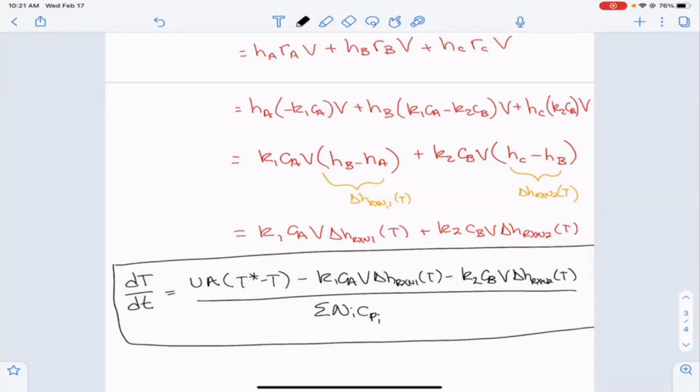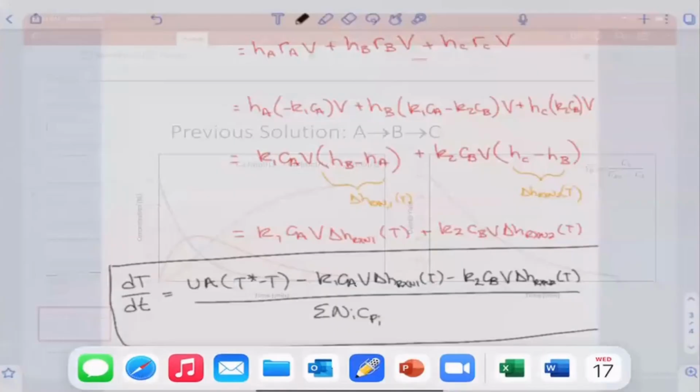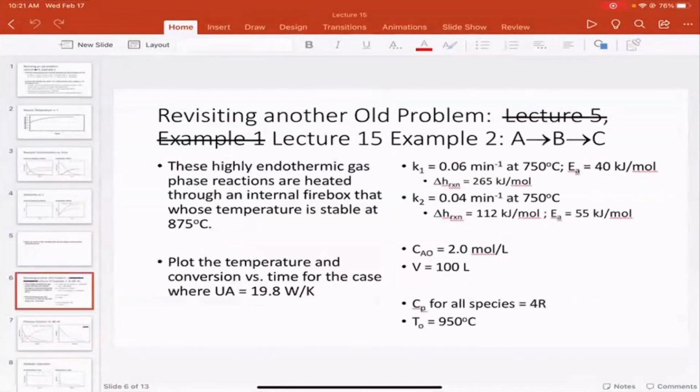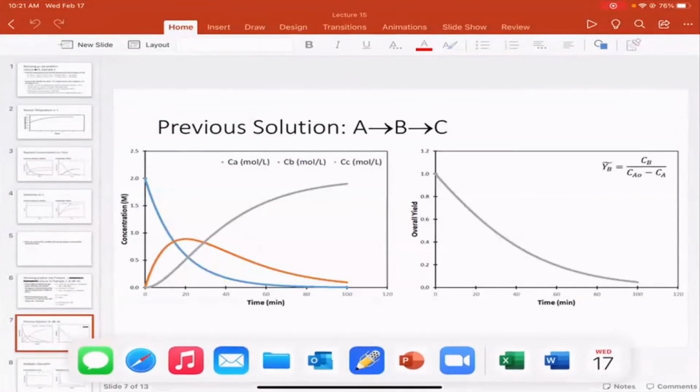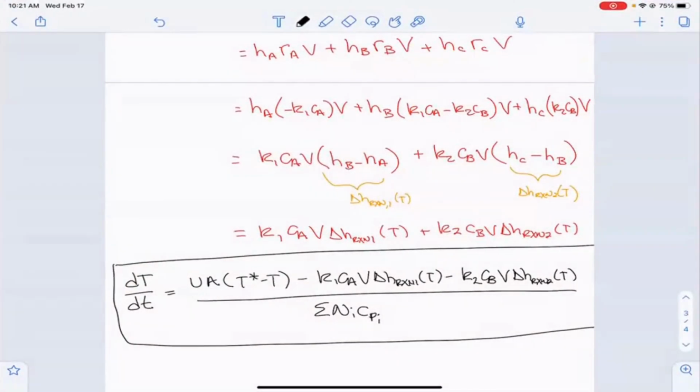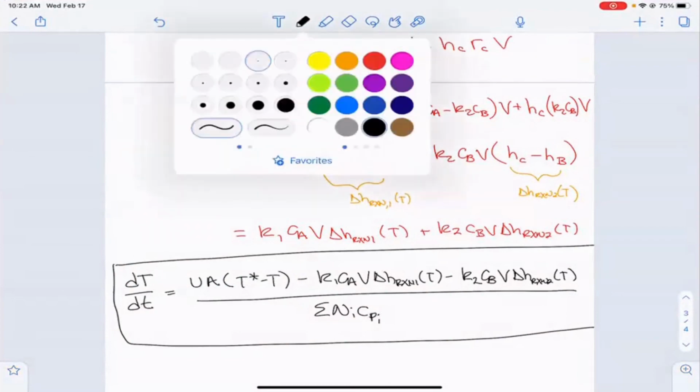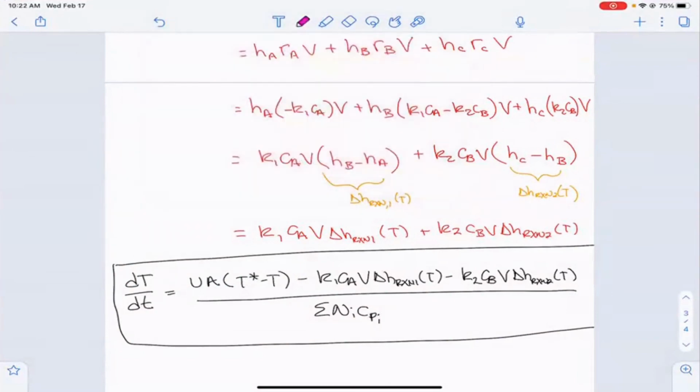And we know how to implement all of these because we have N_i, or we will use the N_i this time from the mole balances as we solve for them. And we were given the heat capacity for each of the species. We were told that they were constant and that they were equal to 4 times R in this particular case. So we should be able to do the same thing that we did a moment ago and implement this in Excel using Euler's method.